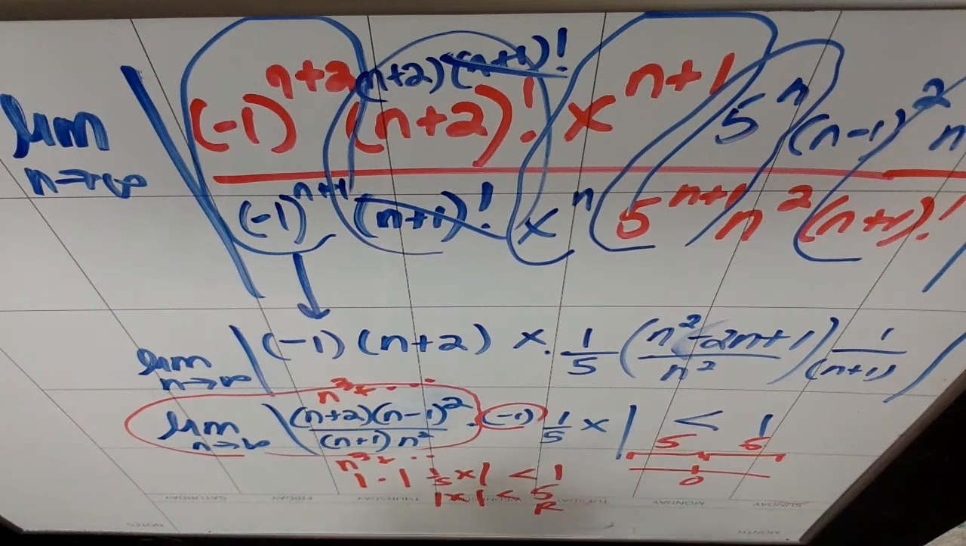Now, because they didn't say radius, they said, oh, they did say radius, the radius of convergence is 5. So the radius of convergence is 5. If they had said interval, I would have to check both endpoints, right? I'd have to check 5 and negative 5, but they didn't, they said radius, so I'm done.